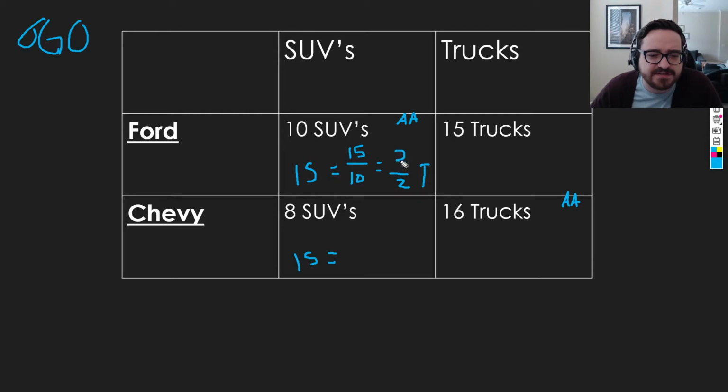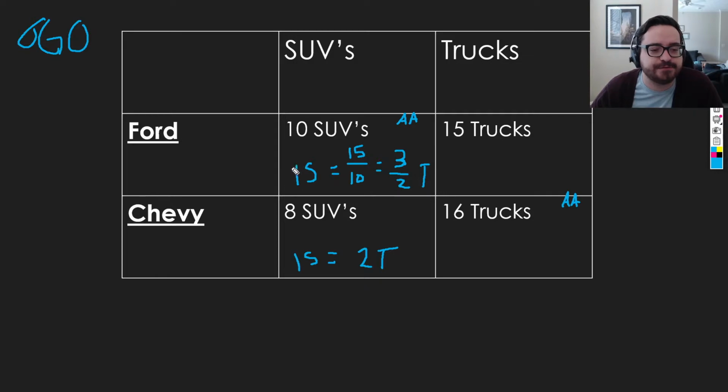Every time they make an SUV, they're giving up 1.5 trucks. Yeah, that makes sense because they could make 10 or 15, so could have made 1 or 1.5. For Chevy, 16 over 8. I actually know that. I don't have to simplify that. That's just 2. Cool. So I've got 2 trucks. I've got 3/2 of a truck. Weird, but sure. Which has the lower opportunity cost, Ford or Chevy?